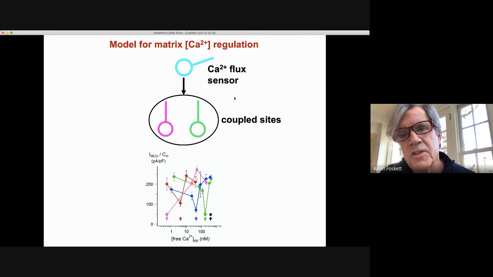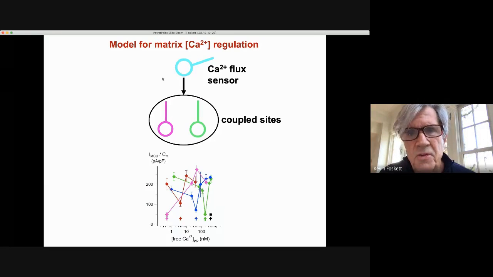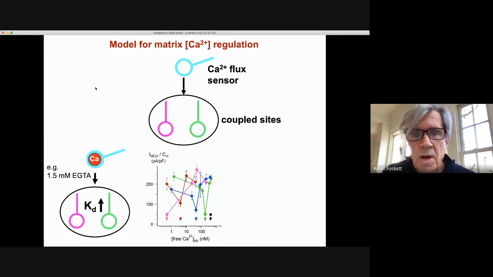We call this a flux sensor because, by analogy with plasma membrane calcium channels, as I suggested before, maybe BAPTA is telling us something about a site that's responding to calcium coming through the channel, and that this sensor is then regulating these two other sites that are coupled. And we suggest they're coupled because this biphasic inhibition and escape from inhibition remain intact over the entire range of calciums and buffer concentrations, and that this flux sensor regulates the apparent affinities of those two sites.